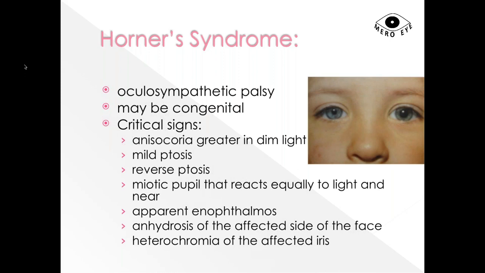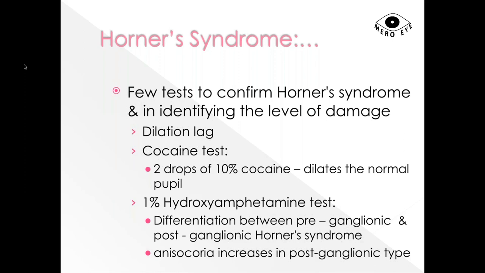Then the miotic pupil is usually reacting both to light and near, but there's a dilatation lag. There is an apparent enophthalmos, apparent because the eyeball will look small due to the ptosis, but actually there is no enophthalmos. If the pseudomotor nerves are also involved, there can be anhidrosis, absence of sweating on that side of the face. And if it is congenital, there can be heterochromia of the iris, where the affected iris will be lighter in color. There are a few tests which can help us to diagnose or confirm Horner's syndrome. One is to test for dilatation lag: once we shine light, it constricts, and to dilate, it'll take more time than normal pupils. The second one is the cocaine test.